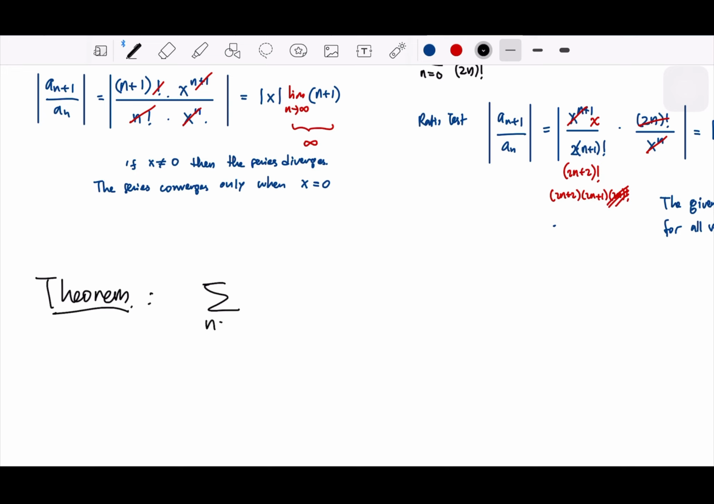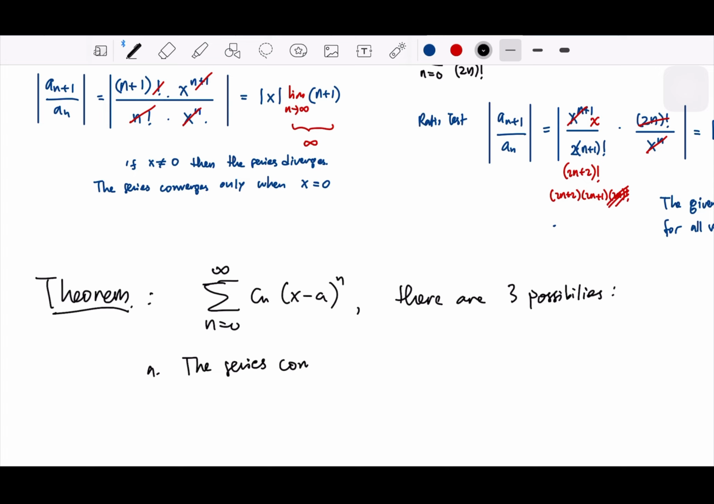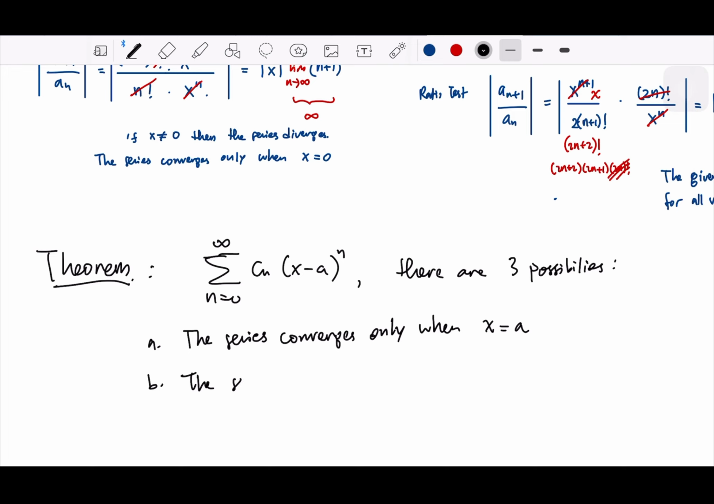For a power series that starts with Cn (x minus a) to the power of n, there are 3 possibilities. The first one, the series converges only when x equals a. The second one, the series converges for all x.